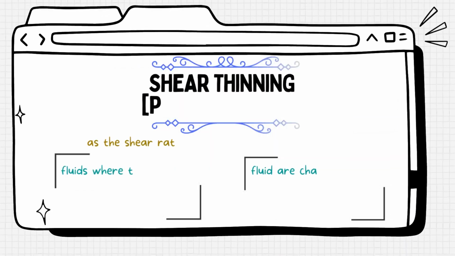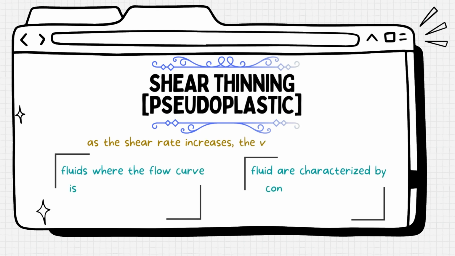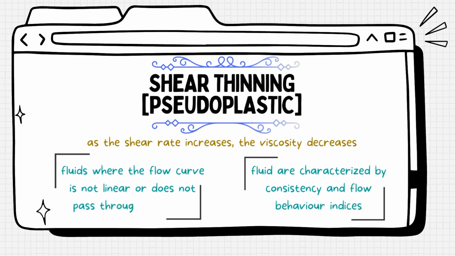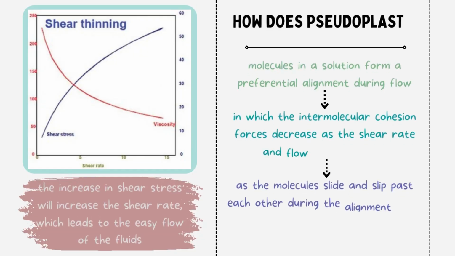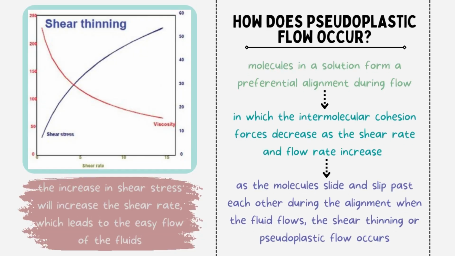Shear thinning pseudoplastic. As the shear rate increases, the viscosity decreases. These are fluids where the flow curve is not linear or does not pass through the origin. Fluids are characterized by consistency and flow behavior indices. The increase in shear stress will increase the shear rate, which leads to the easy flow of the fluids.